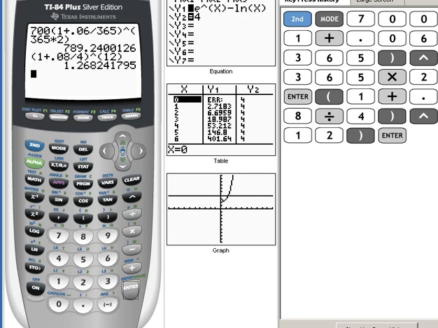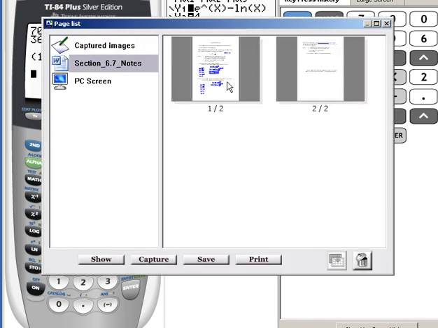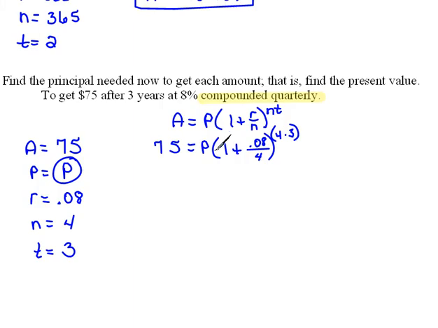Now, if you do it that way, you just have to be sure. I'm going to go back to my screen here. You just have to be sure and write it all out correctly. So now I have 75 equals P times, and that was 1.268241795. Now I did not lob any of those decimals off. I did no rounding. You never want to round until the very last stage. If you do, then you are compounding errors, and we don't want to do that. But now to get P alone, we would just have to divide both sides by this number.